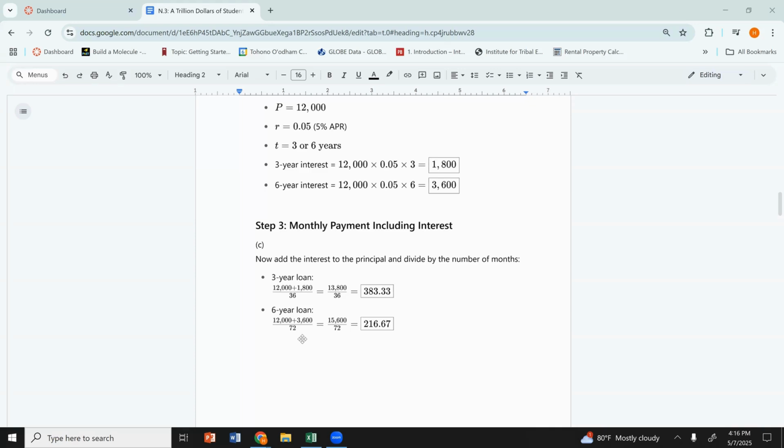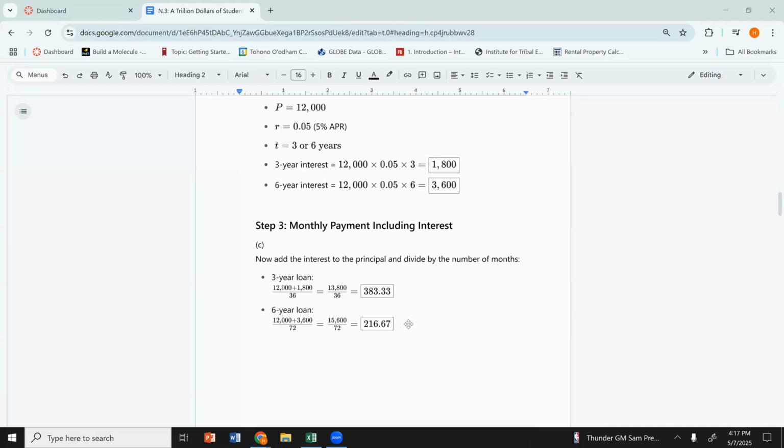If you choose the 6-year loan, you'll pay back the 12,000 you borrowed plus the 3,600 in interest that you need to pay in 6 years. So if you want to know how much the monthly payment in the 6-year loan would be, we will divide it by 72 because that's the total number of months in 6 years. So that's 15,600 divided by 72. That gives us 216.67.